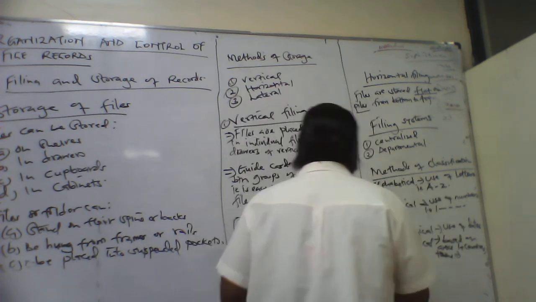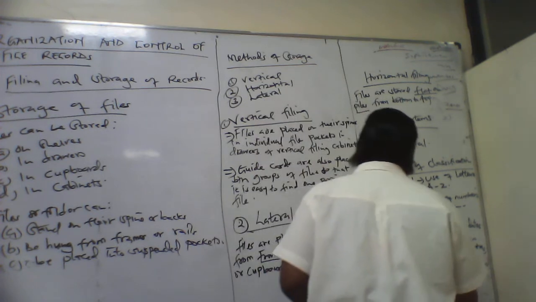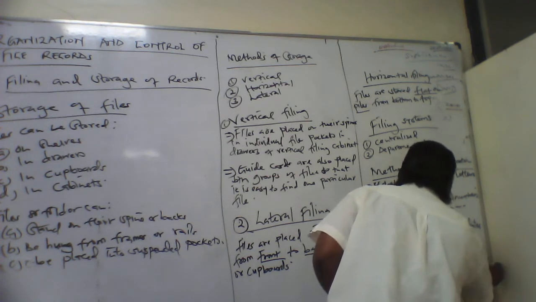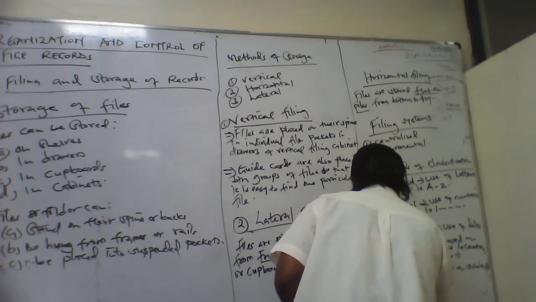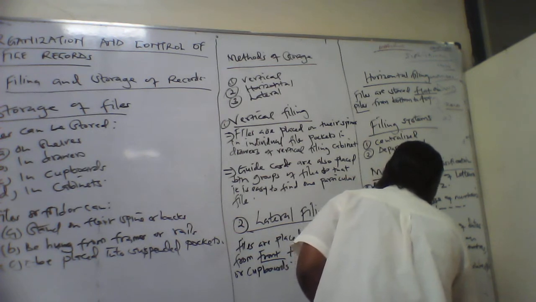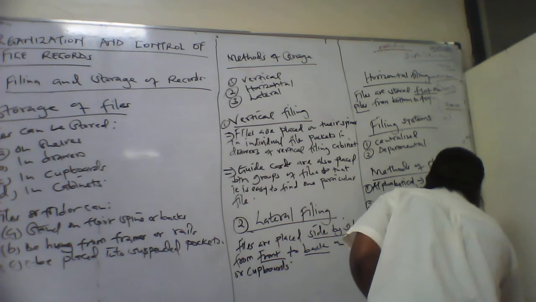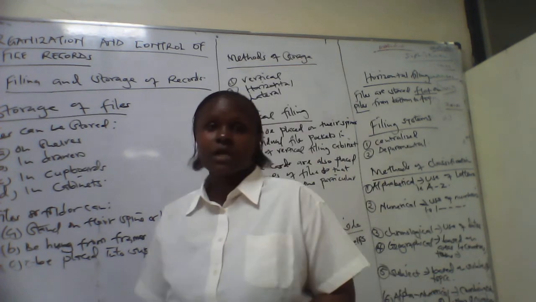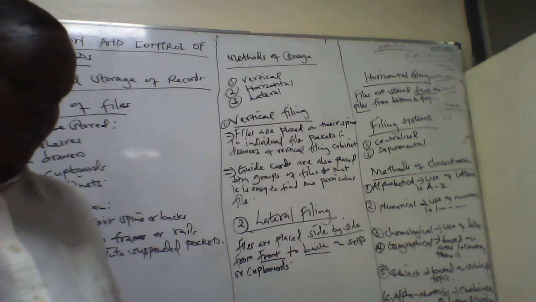Then we have subject. Subject filing method is based on the subject or the title, topic. Then we have alphanumerical. Now this is the combination of letters and numbers. Those are the methods which are used when classifying the records. I've given you the notes so that you can read and understand the advantages and disadvantages of each method of classification.